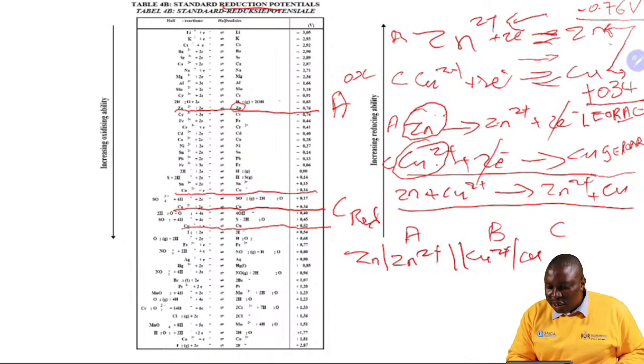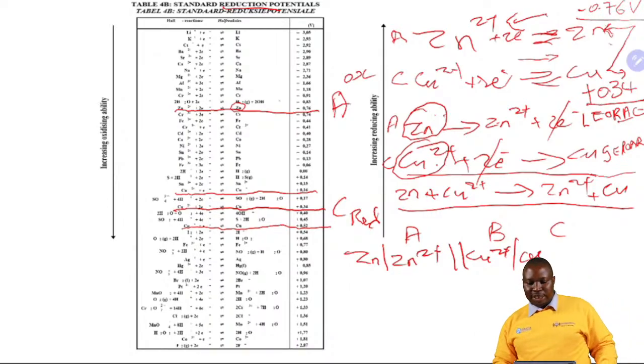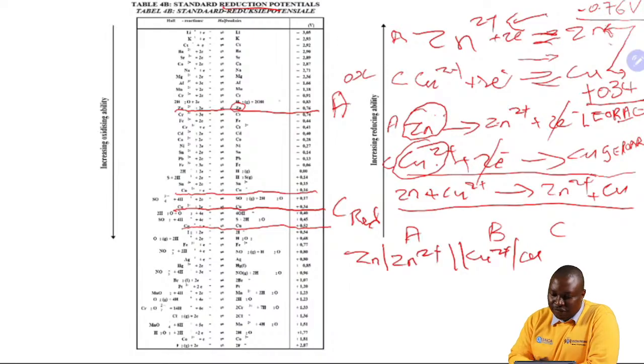We appreciate when you indicate the concentration of zinc 2 plus is 1 mole per cubic decimeter, and the concentration of copper 2 plus is 1 mole per cubic decimeter. If you write it in brackets there, we'll appreciate that, but we'll still give you your marks. I hope that helps you in terms of using the table.